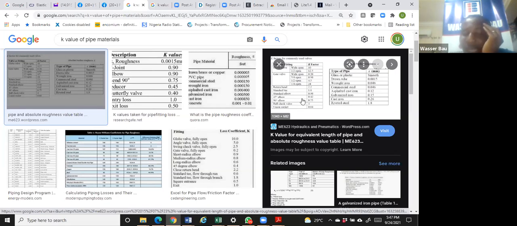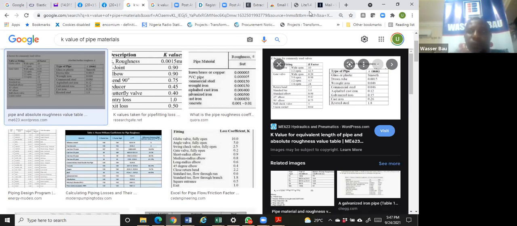Okay, but as a rule of thumb, 0.1 is for PVC, 0.4 is for ductile or galvanized iron, then 1.0 is for concrete, from 1.0 and upward, because concrete is not the same. There are some smooth concrete and there are some rough concrete. So this is no big deal for us.